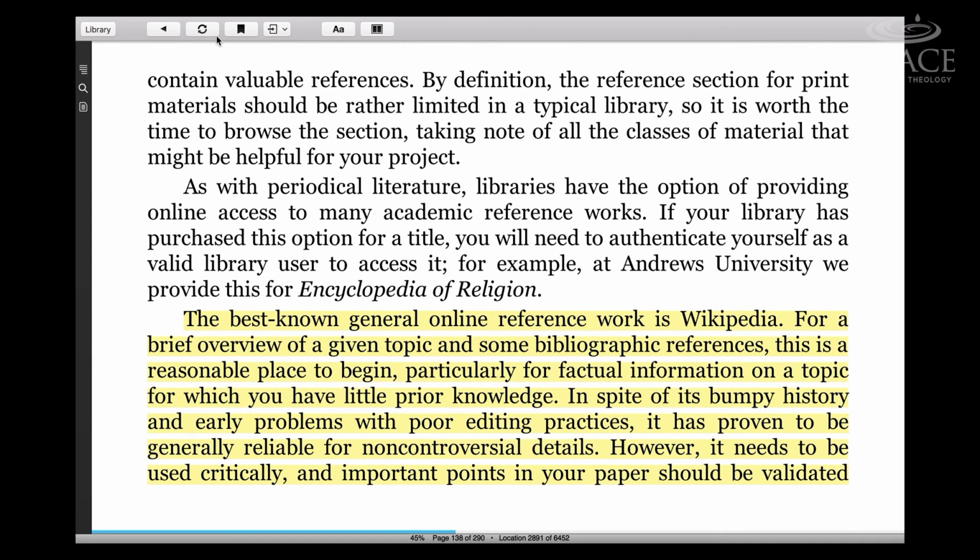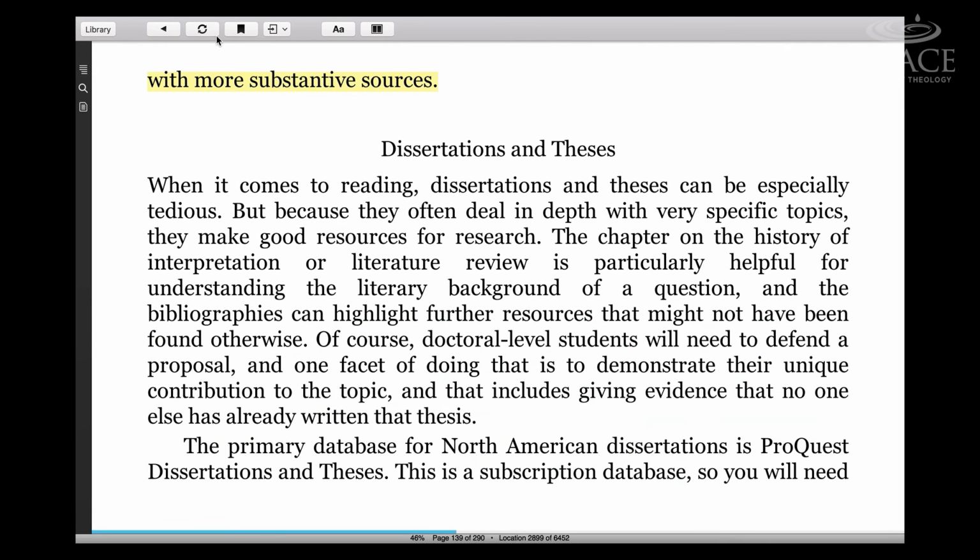But here under reference materials, just a word here about Wikipedia, a well-known website. Here is Vhymeister and Robertson's opinion of Wikipedia. For a brief overview of a given topic and some bibliographic references, this is a reasonable place to begin, particularly for factual information on a topic for which you have little prior knowledge. In spite of its bumpy history and early problems with poor editing practices, it has proven to be generally reliable for non-controversial details. However, it needs to be used critically, and important points in your paper should be validated with more substantive sources. So Wikipedia is okay. It's probably a fair place to start research, but I certainly would not use it alone to support some point that I'm trying to make.